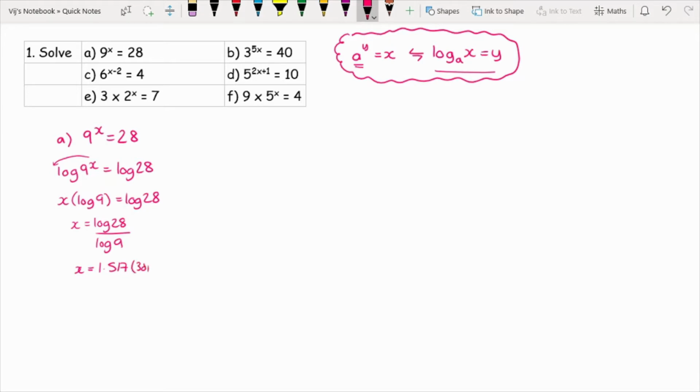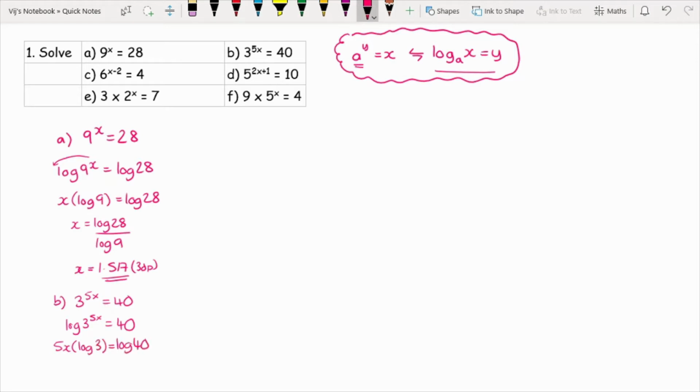So moving on to question b. Again, very similar notation. Here our power is 5x, and that's equal to 40. So again, I've got a base number and a power, and it doesn't matter what that power is, but I've just got a single base number and a power on one side, so I can take the log of both sides. So I've got log of 3^(5x) equals 40. Take the 5x over to the front, so I've got 5x, and I'm just going to put this log 3 in brackets, equals log 40.